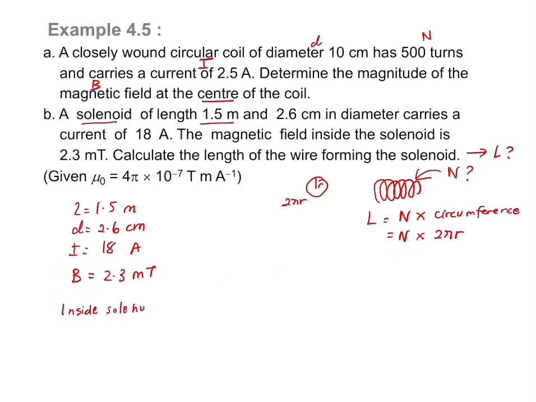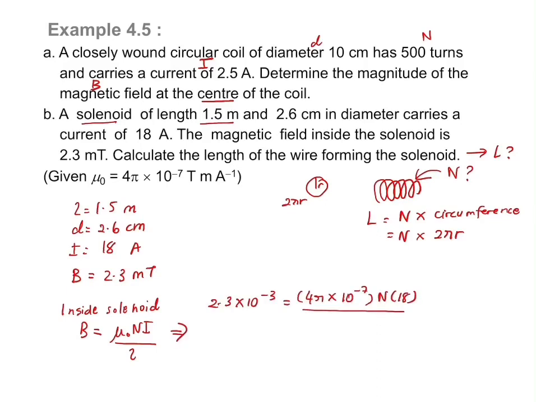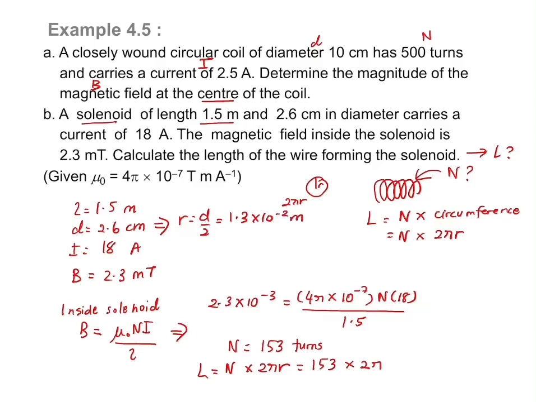N can be found from B, since we have B. Inside the solenoid, you can find the magnetic field density by using the formula B is equal to mu naught N I over L. Then substitute in all the values to find N. You will get N is equal to 153 turns, and you have to substitute it into the formula of L. So L is N times 2 pi r, and the radius is diameter divided by 2, which is 1.3 times 10 to the power of negative 2 meter. And you will get L is equal to 12.5 meter.